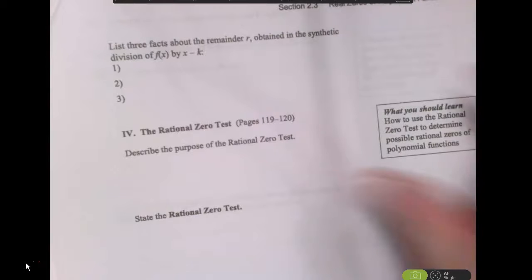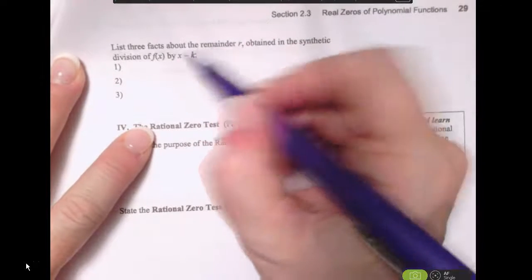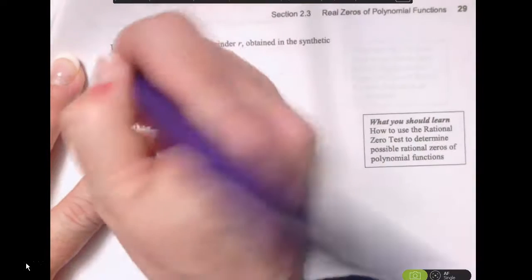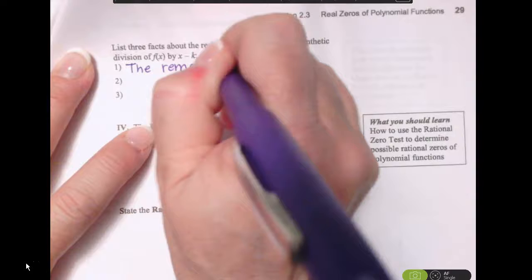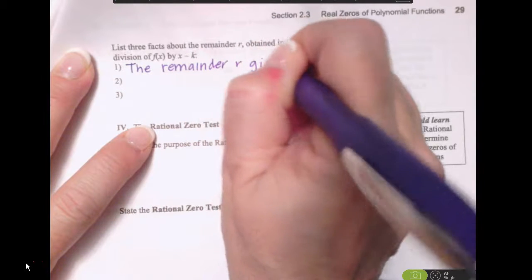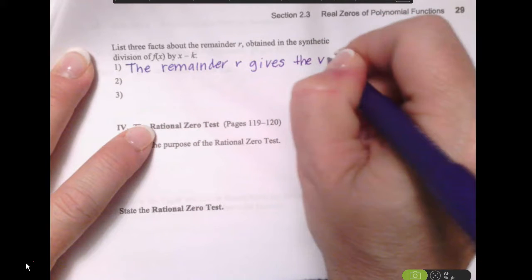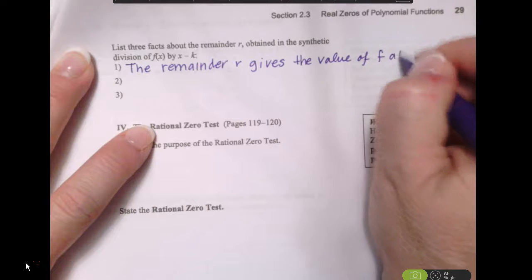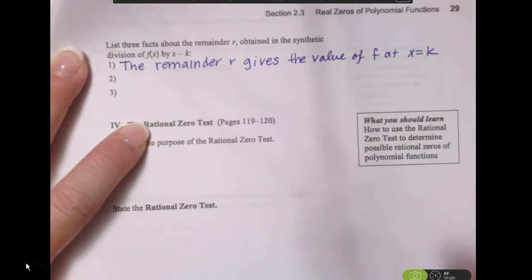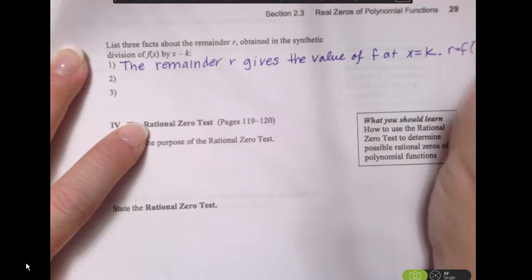Okay, so now I'm on page 29 of the notes packet. We're going to list 3 facts about the remainder r obtained in the synthetic division of f of x by x minus k. So number 1, the remainder r gives the value of f of x at k. F at x equals k, I'll write it. So that is r equals f of k.